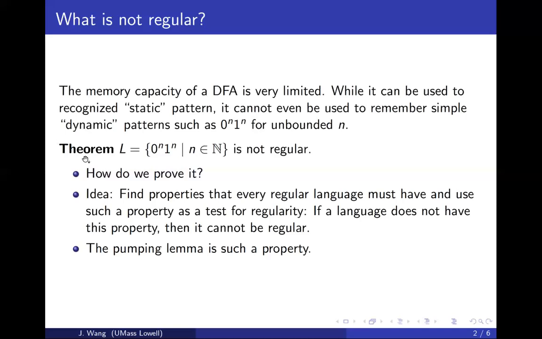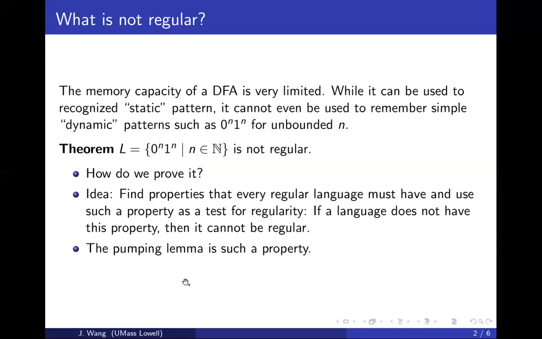All right, so the theorem then says that this language, the set of all strings of the form 0 to the n followed by the same number of copies of 1, that means 1 to the n, is not regular. Then the question is, how do we prove it? The idea to prove non-regular languages is to find properties that every regular language must have, and use such a property as a test for regularity. Namely, if we can prove that a language does not have this property, then it cannot be regular. It fails the test, so it cannot be regular.